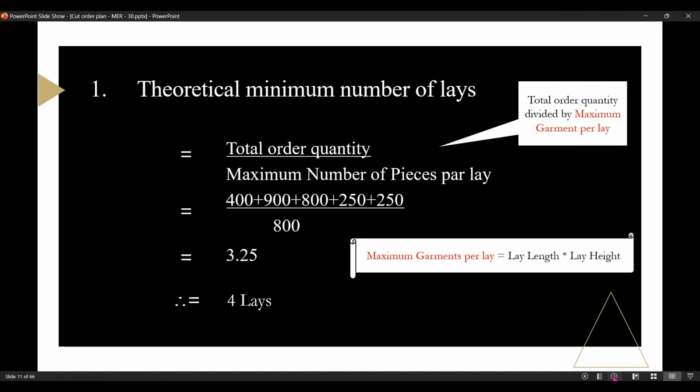Now this is the theoretical minimum number of lays. Yes, total order quantity divided by maximum number of pieces per lay. That means number of garments per lay. 2600 divided by 800. The answer is 3.25. Theoretically, we need 3 plus 0.25 lays to be laid. Right? That is the minimum. So it's very important because this is based on this. We are not going to plan this order with less than 4 lays.